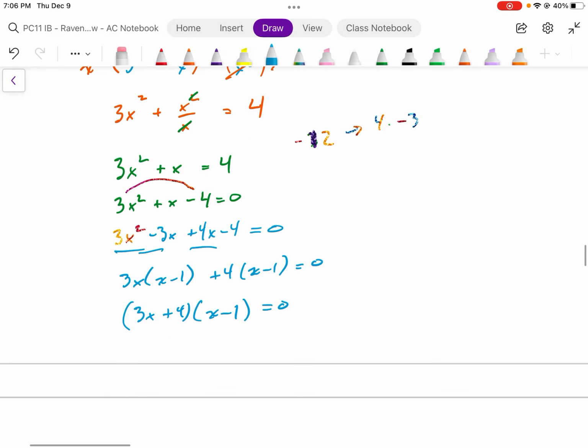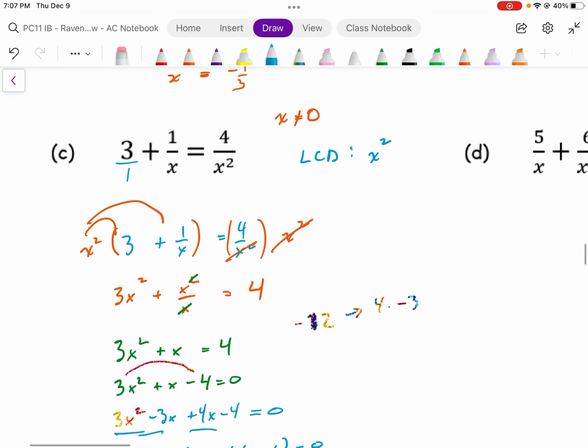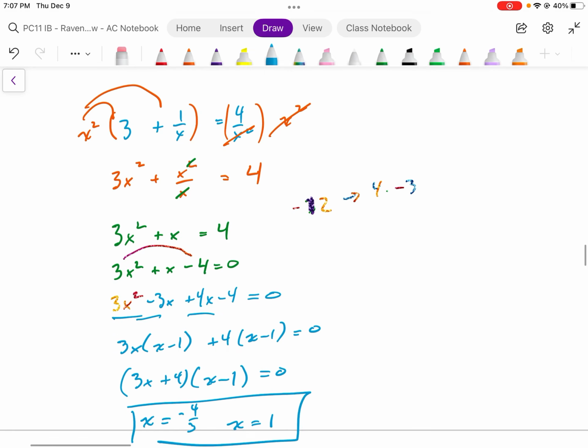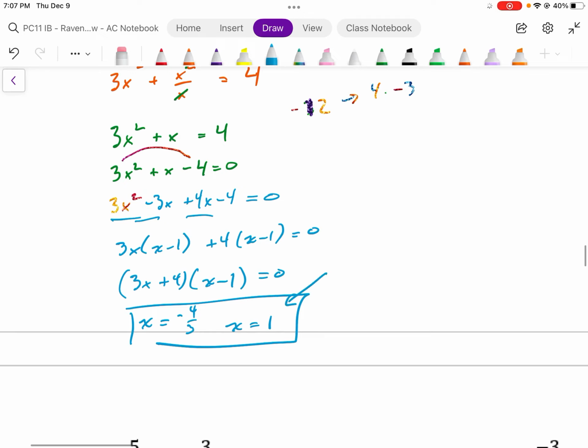and use the zero product property to solve. So x is equal to negative 4 over 3, or x is equal to 1. Those would be my solutions. Now I should check, because my non-permissible values, it's good. X can't be equal to 0, but these are my solutions here.